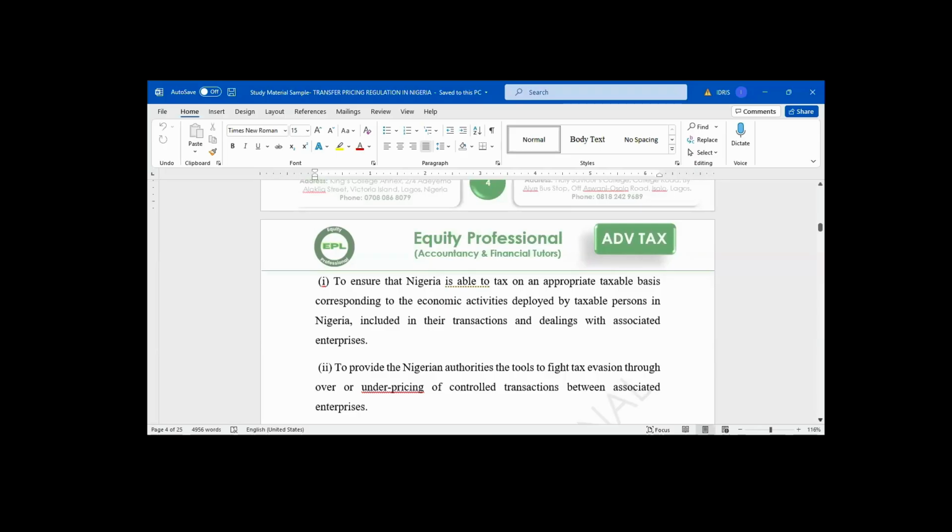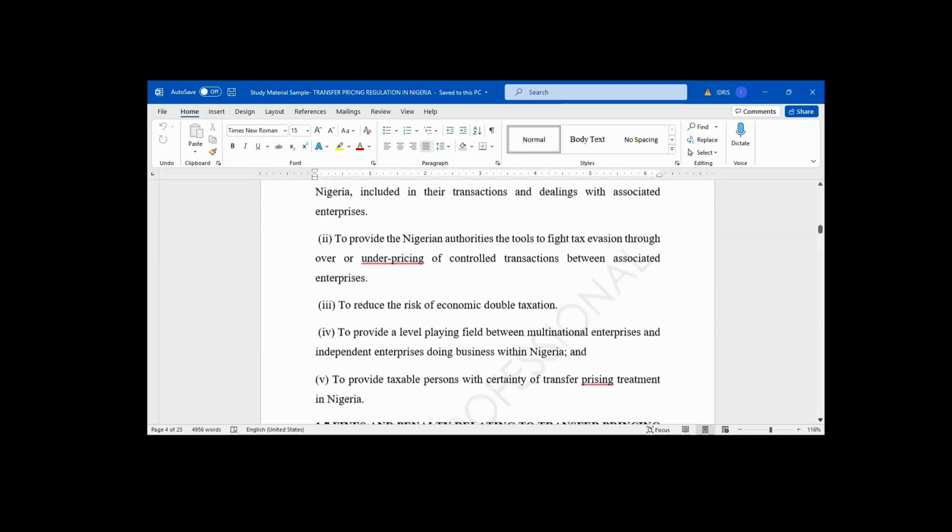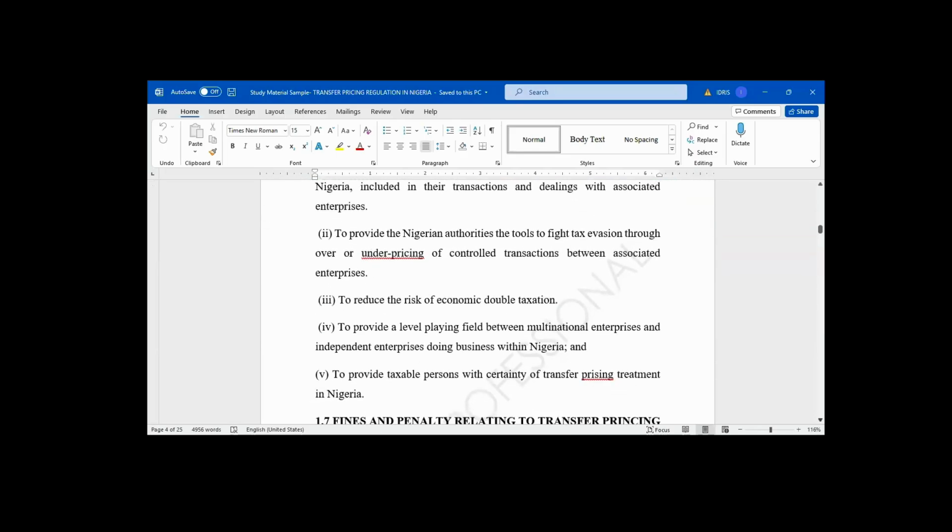Another objective of transfer pricing is to reduce the risk of economic double taxation. Economic double taxation means a situation where an income is taxed twice in the hands of the same taxpayer. So transfer pricing helps us to reduce the risk of an income being taxed twice in the hands of the same taxpayer.